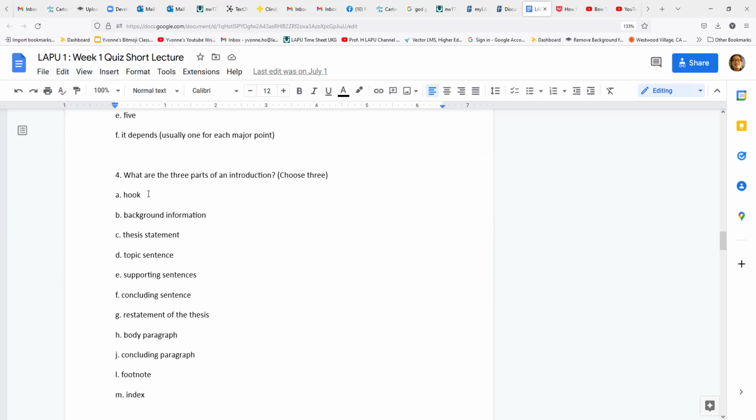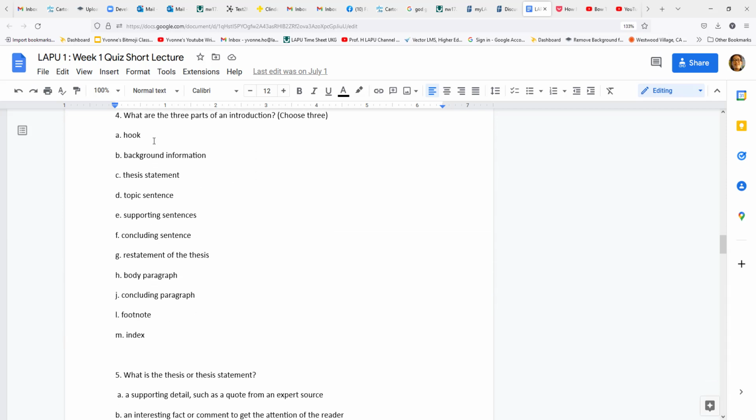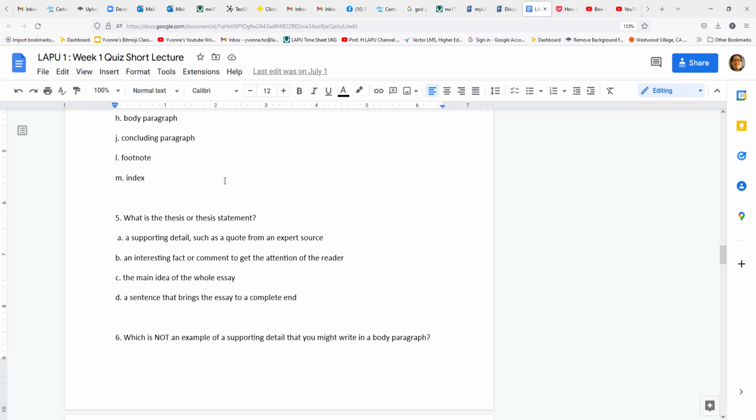What are the three parts of an introduction? The three parts of an introduction are the hook, the background information, and then the thesis statement. There are only three parts to an introduction. The hook is the first sentence that grabs the reader's attention. Then you have to have five sentences of background information. And then you have your thesis statement, which is the main idea of your essay.